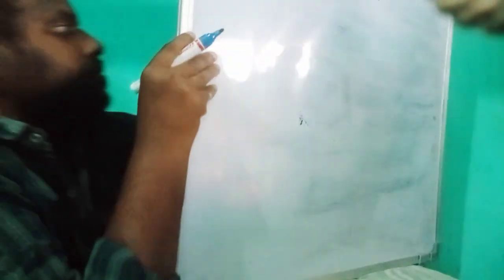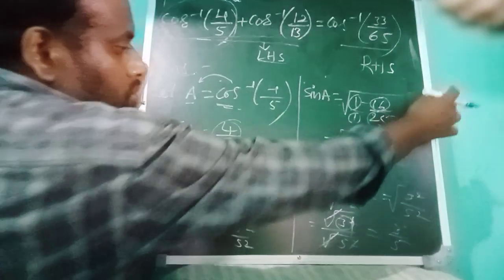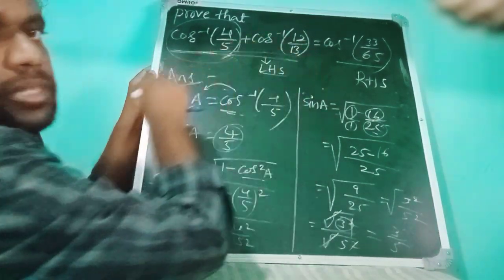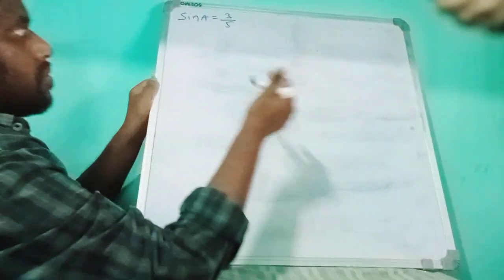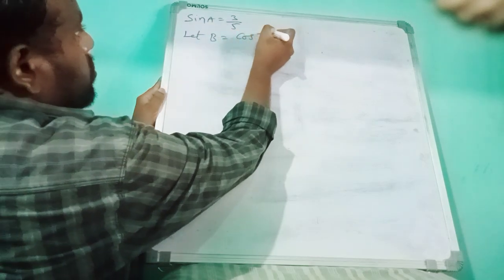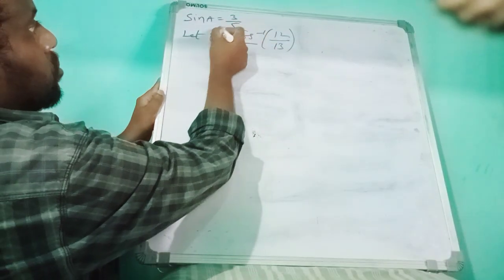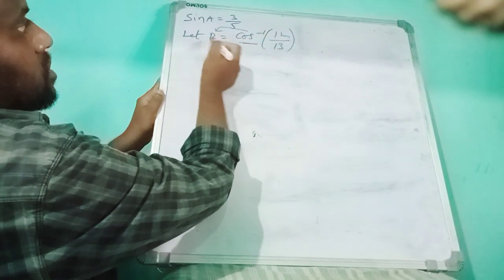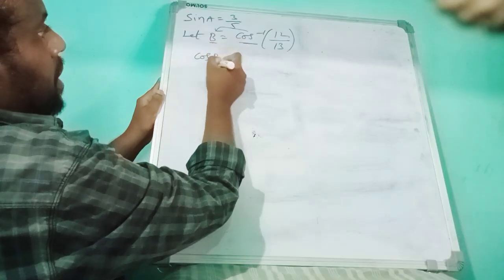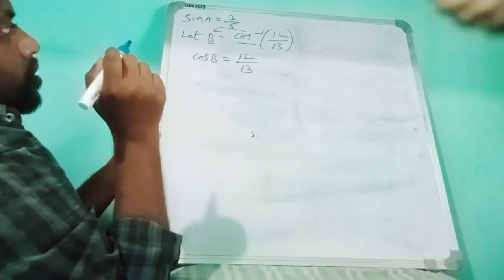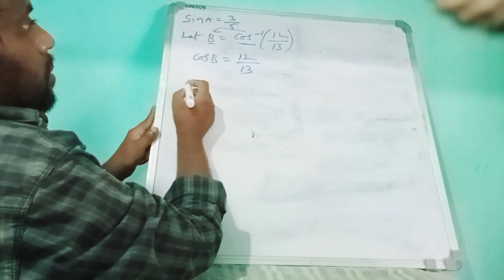Next we have the other term, cos inverse of 12 by 13. I will take this as B. Let B is equal to cos inverse of 12 by 13. Now shift this cos inverse to this side. When cos inverse is moved to this side, it becomes cos. So cos B is equal to 12 by 13.